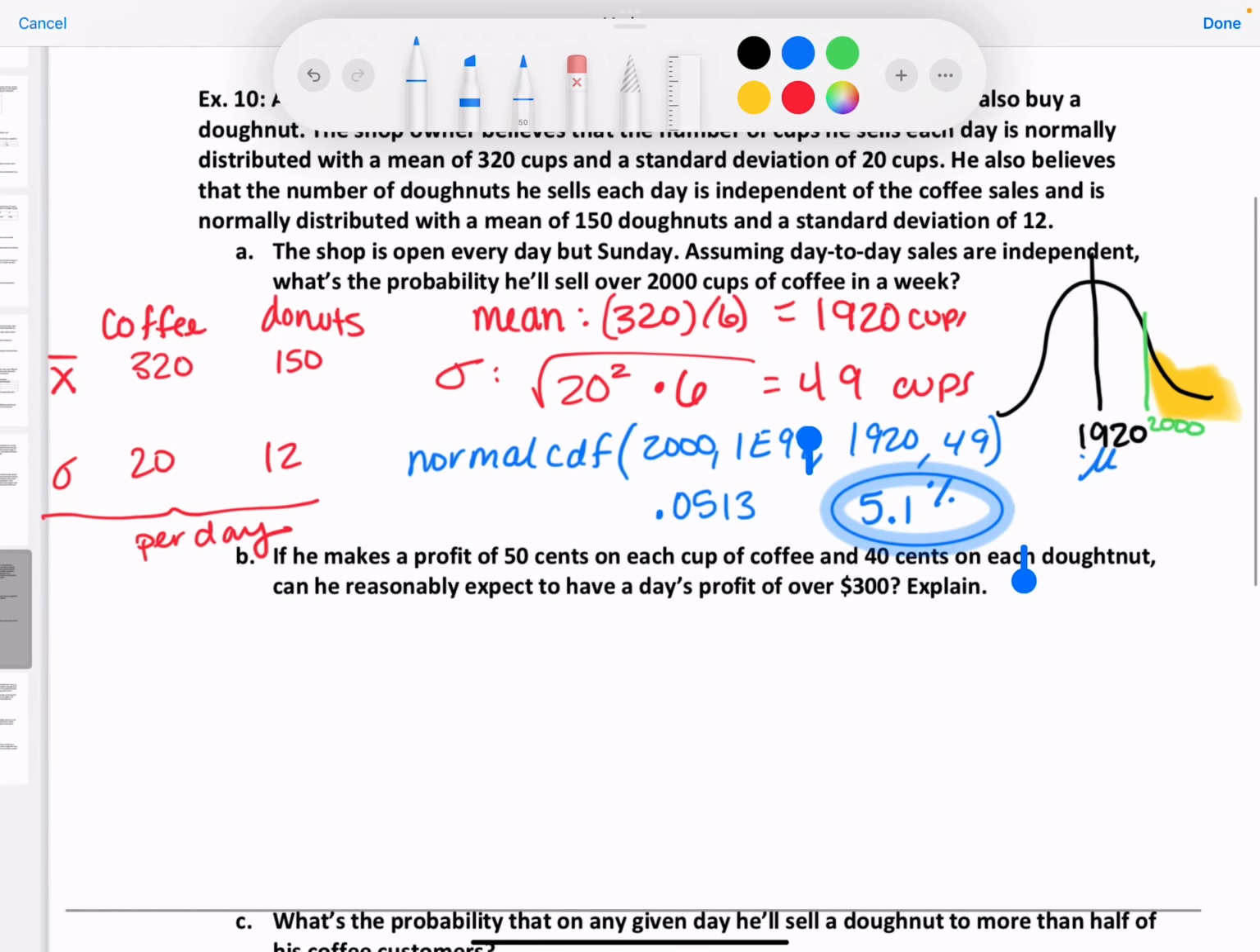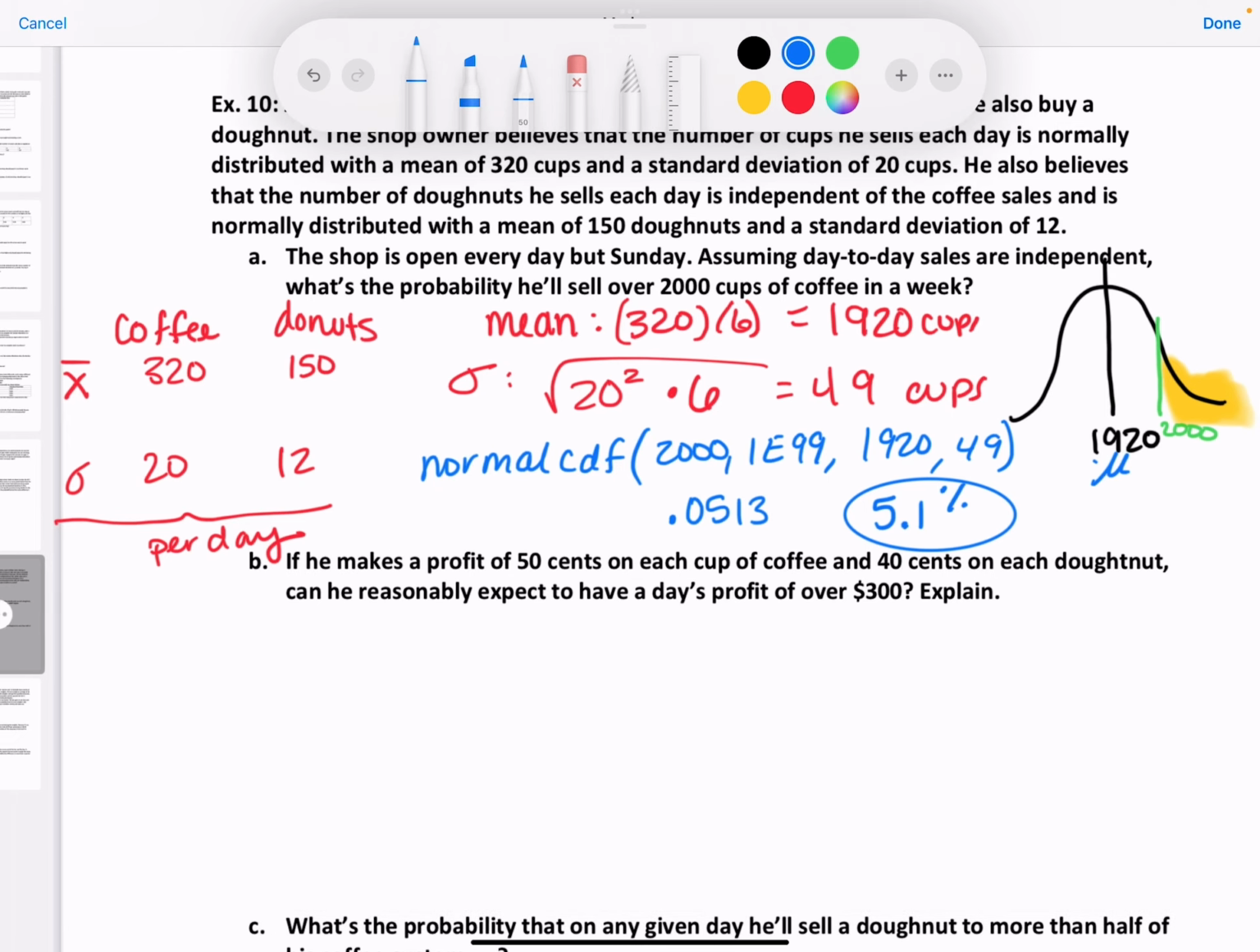So then, if he makes a profit of 50 cents on each cup of coffee and 40 cents on each donut, can he reasonably expect to have a day's profit of over $300? So what, you just multiply 0.5 times 320? Yeah. So I'm going to basically remake this chart here, but for money.